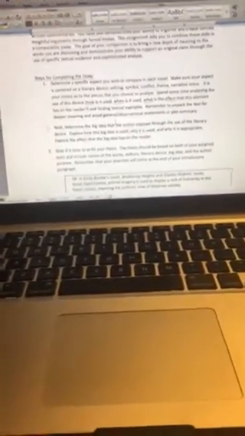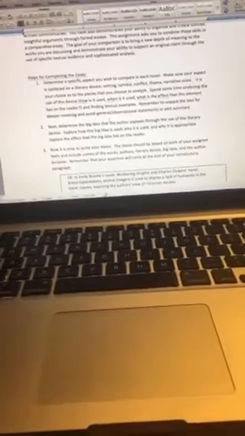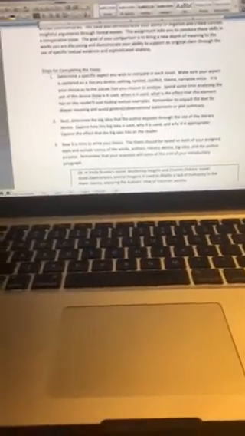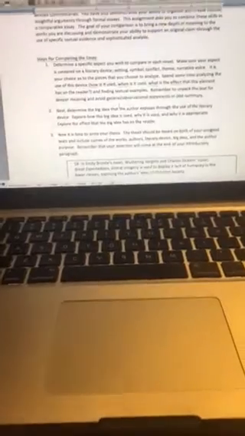Is there a shared symbol or a shared type of symbol? You can certainly look at conflict, both external or internal, although I wouldn't look at both. I think that you would have to choose one or the other. You could look at theme. You could look at characterization, which is huge. You can look at narrative voice. It's your choice as to the pieces that you choose to analyze, but you have to start here.